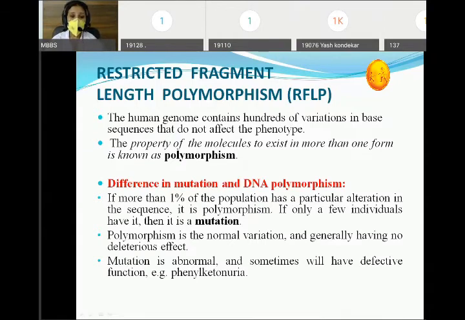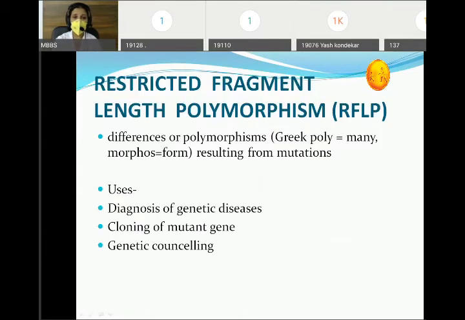If more than 1% of the population has a particular alteration in the sequence, then it is called polymorphism. If only a few individuals have it, then it is a mutation. Polymorphism is a normal variation and does not have any deleterious effect on the patient, while mutation is abnormal and can sometimes lead to defective functioning. Like mutations in sickle cell anemia and thalassemia, all these are mutations which can lead to various defects in the lifestyle of the patient. So there is a difference between polymorphism and mutation.